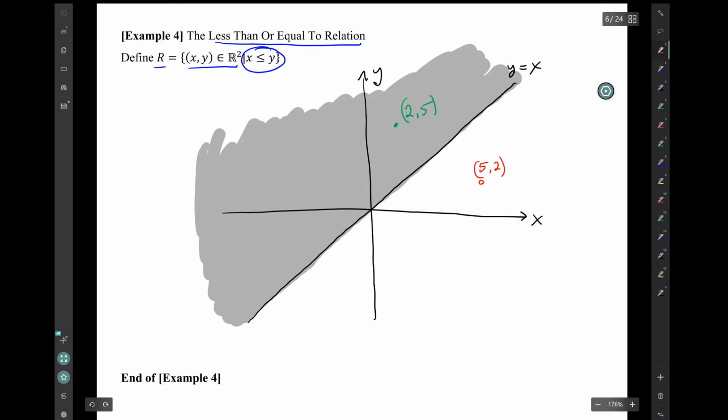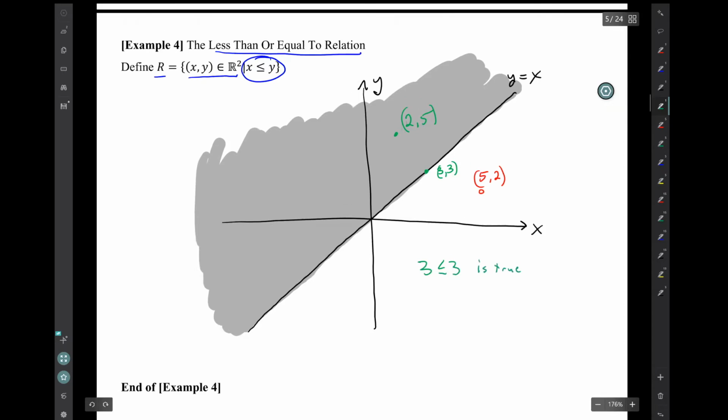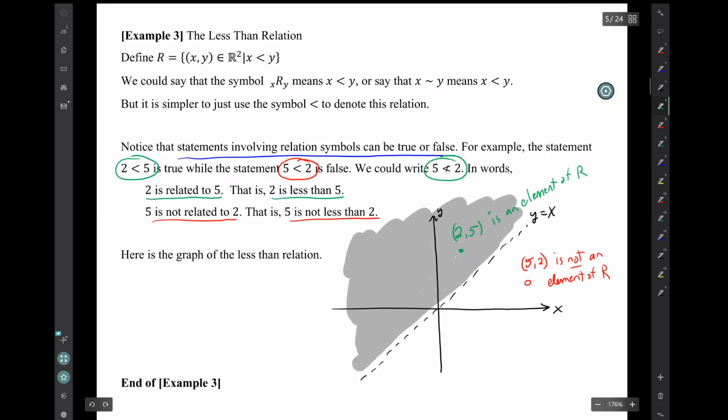But there are some differences between the previous relation and this one. Notice that in this relation, the point 3 comma 3 is an element. 3 comma 3 is in this relation because 3 less than or equal to 3 is true. Let's go up to the previous relation. In this relation, the ordered pair 3 comma 3 is not an element of R.